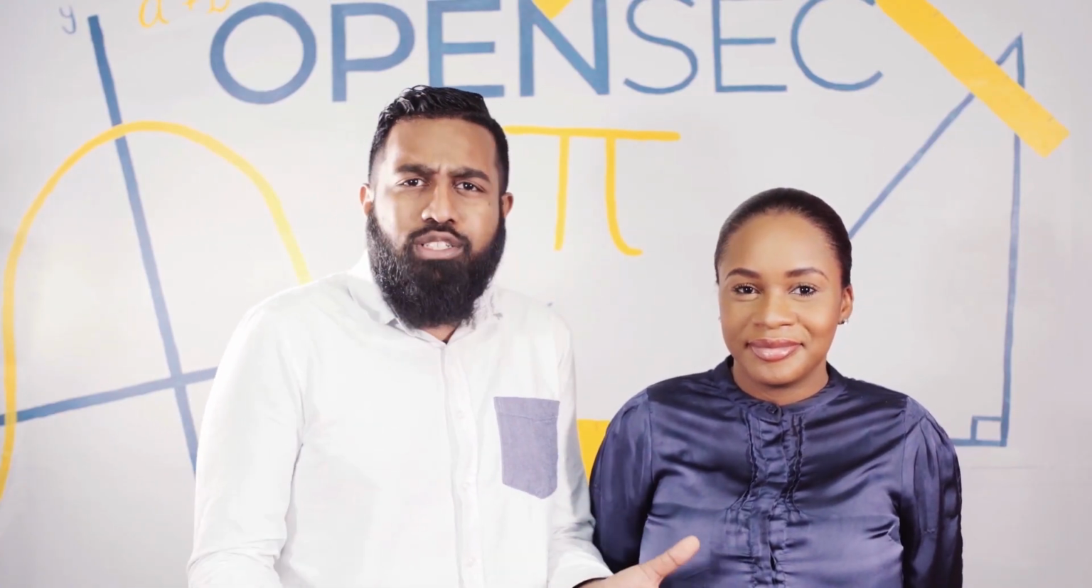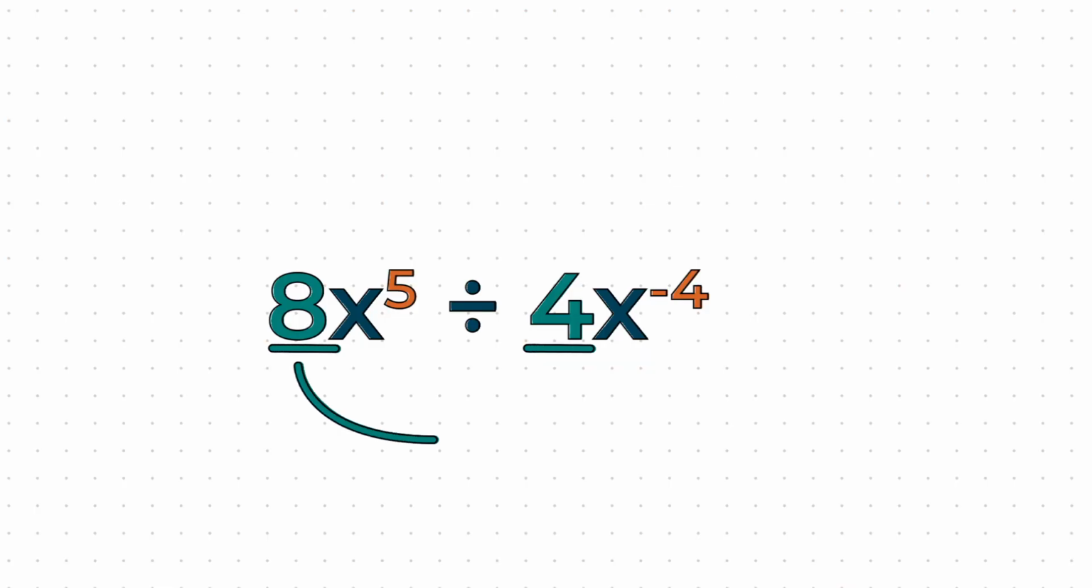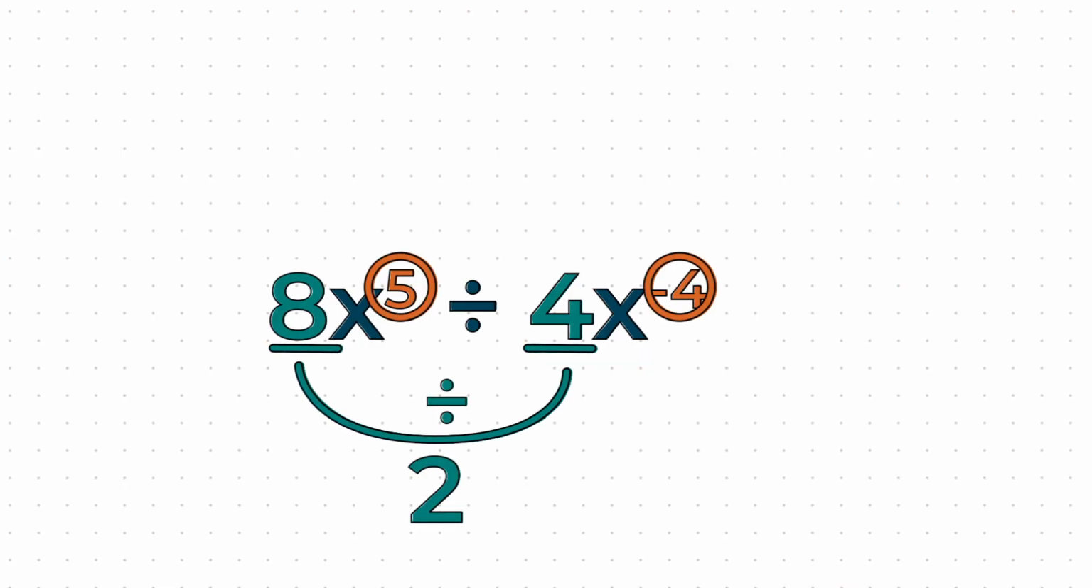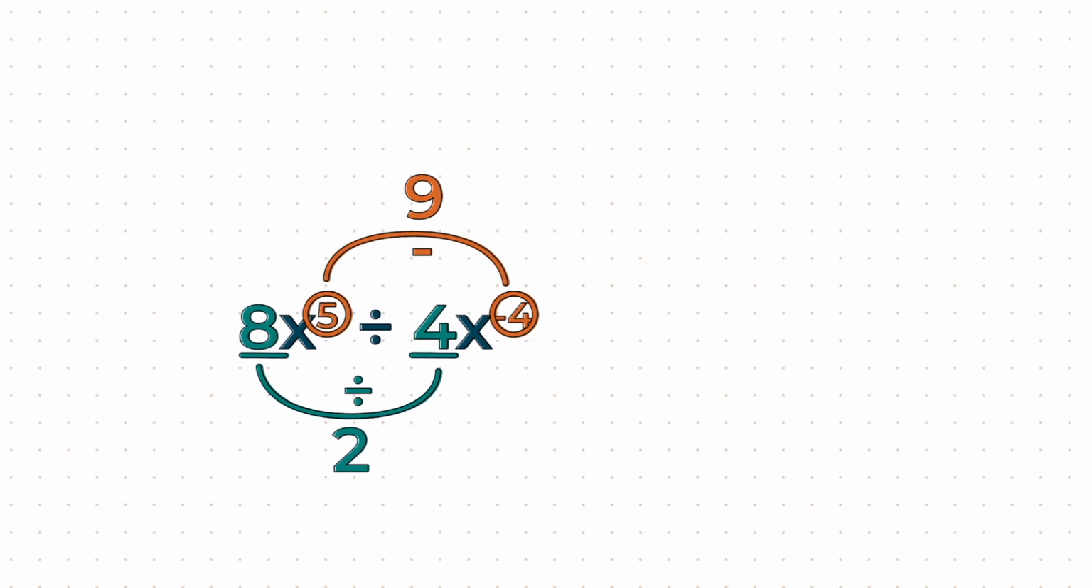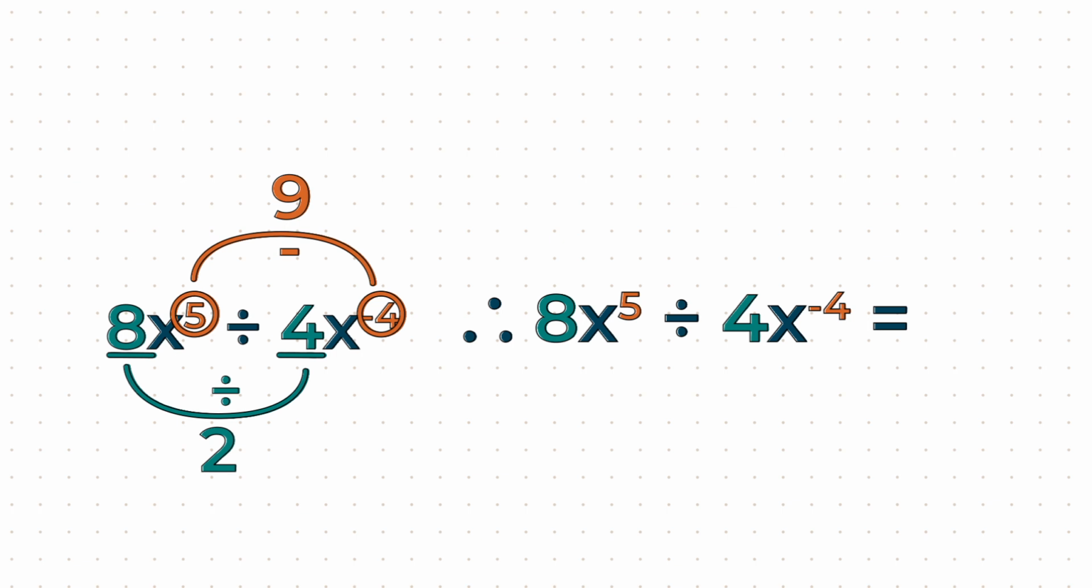Now let's look at dividing. When dividing, you first divide the coefficients as normal. 8 divided by 4 equals 2. Then find the difference between the two indices. 5 take away negative 4 equals 9. Therefore, 8x to the power of 5 divided by 4x to the power of minus 4 equals 2x to the power of 9.